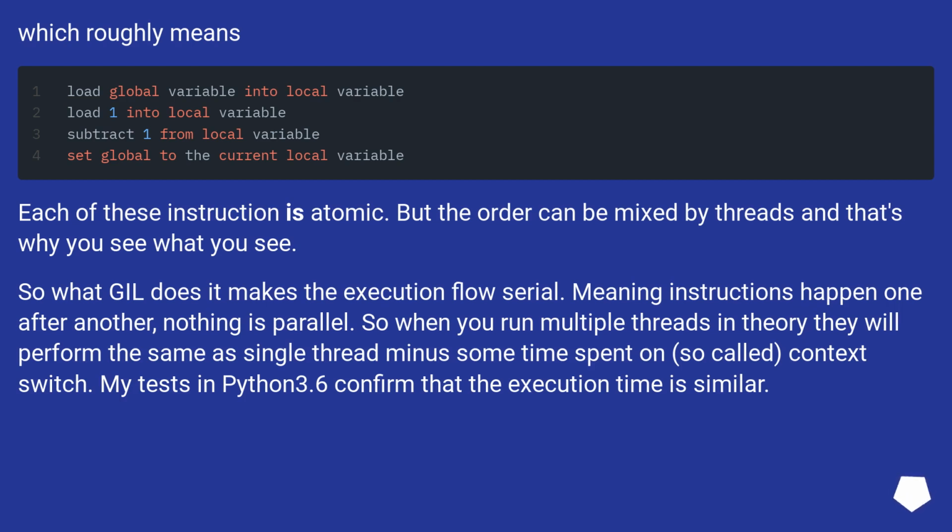So what the GIL does is make the execution flow serial, meaning instructions happen one after another, nothing is parallel. So when you run multiple threads, in theory they will perform the same as a single thread, minus some time spent on so-called context switches. My tests in Python 3.6 confirm that the execution time is similar.